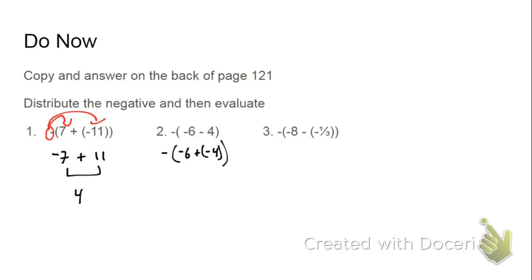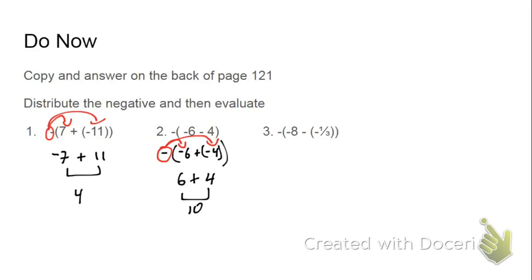So then once it's an addition problem inside the parentheses, this negative outside the parentheses, again, distributes to everything on the inside. That negative 6 now becomes a positive 6, and that negative 4 becomes a positive 4. And again, the plus sign, the operation, still stays the same. Basically, this is just 6 plus 4, which gets you 10.